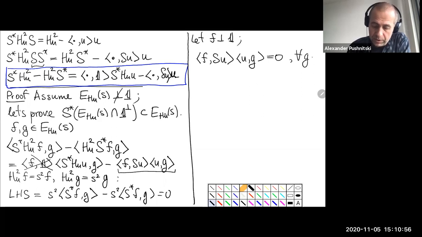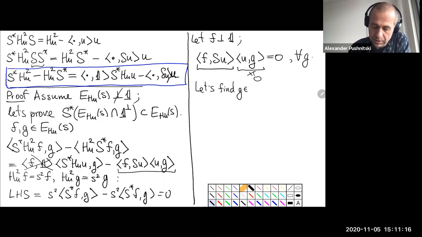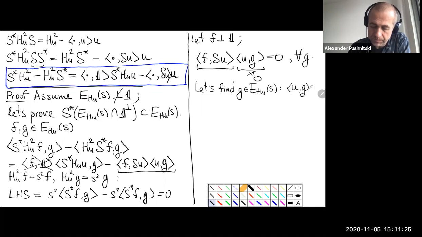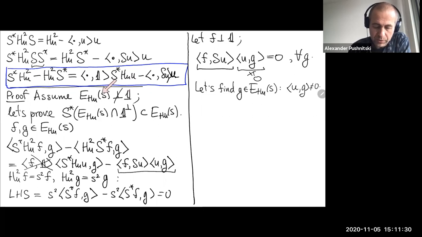So now I want to kill the first inner product here. For this, I need to ensure that I can choose g such that this guy is non-zero. Let's find g in our subspace such that UG is non-zero. This will follow from our assumption that we are not orthogonal to 1.